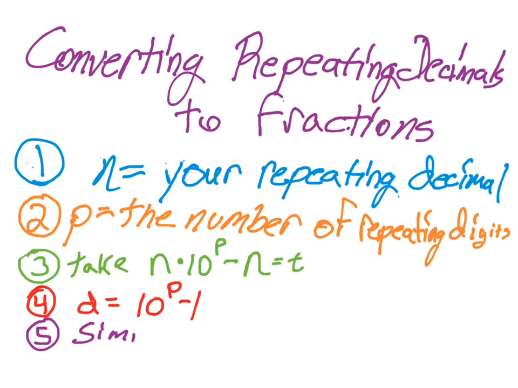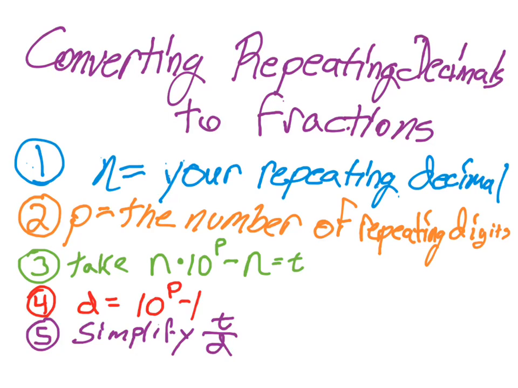Step 4 is we're going to take d for denominator, and set that equal to 10 to the p, minus 1. Basically, if you moved it over 2 digits, we're going to take 10 to the second minus 1, which is 99. So d will always be as many 9s as there were repeating digits. If you had a 3-digit repeating number, d will be 999. If you had a 1-digit repeating number, then d will be 9.